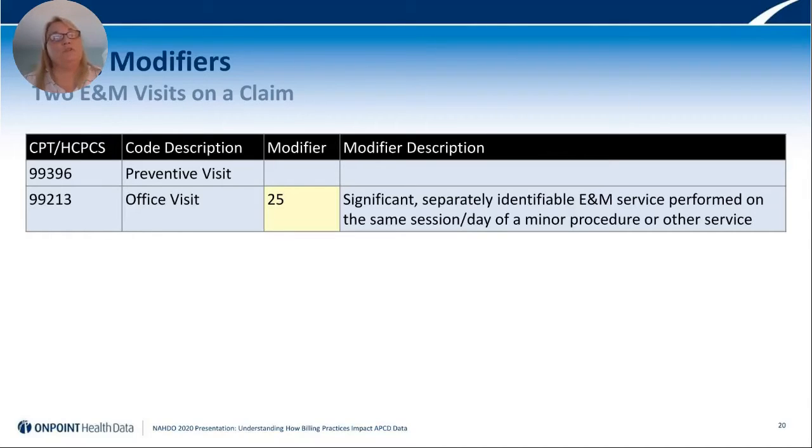This example, I'll use myself as an example. I went in for my annual preventive visit. So that's my first service line here. But while I was there, I complained of a sore throat. The provider did treat me for my sore throat. And so the provider is able to bill that as a separate office visit. You can see the use of the modifier 25, letting the payer know that this is not a duplicate service and it truly is a separate E&M code. So you will see these scenarios.